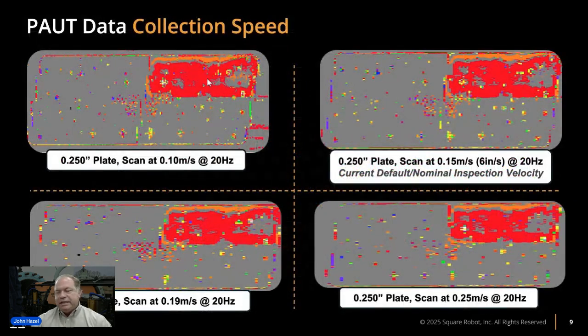We also looked at the different collection speeds. As you can see, these first two, there's not much of a difference there. This is the one that we selected, which is 6 inches per second, which meets the ASME standard or ASME code. As we go beyond that, we're at 0.19 meters per second. We do start to see some distortion and some things just rolling off.